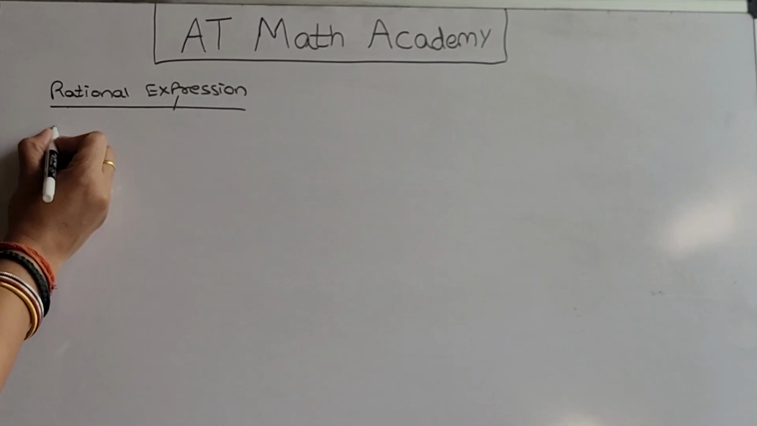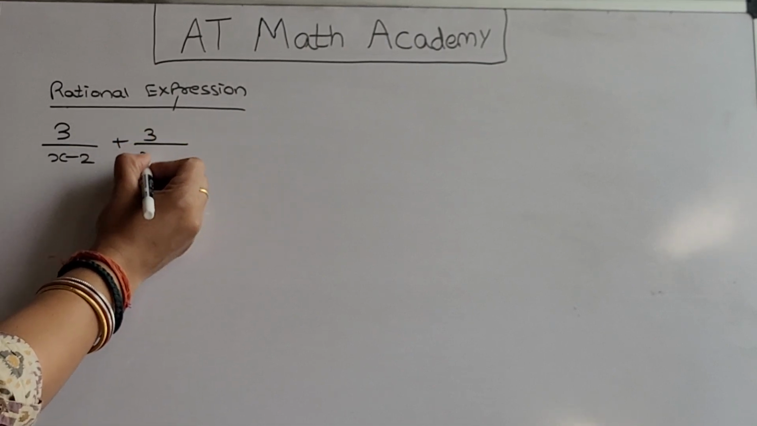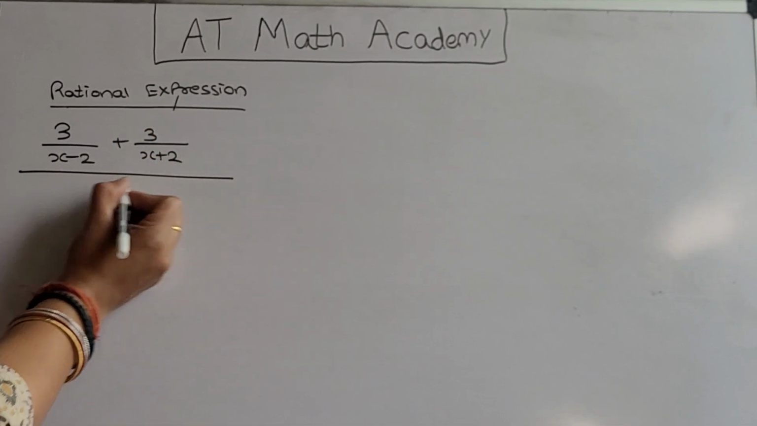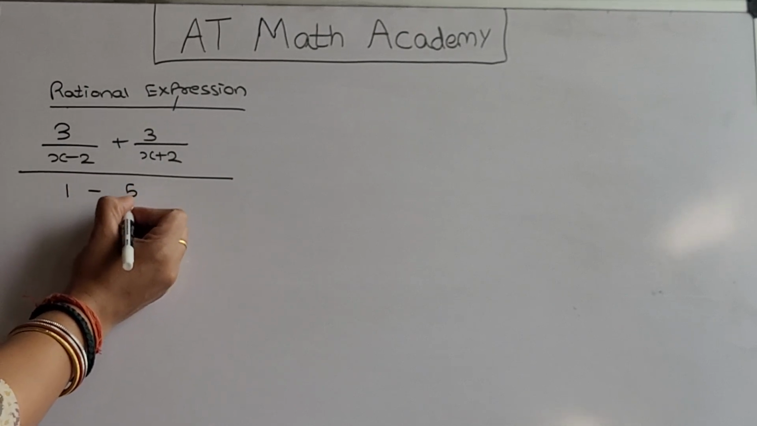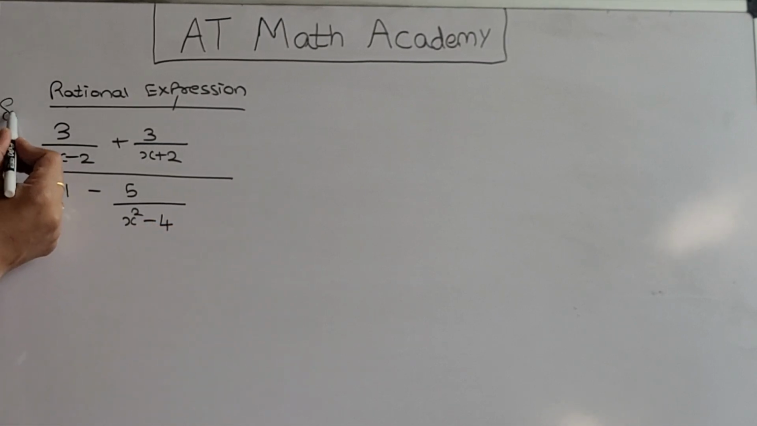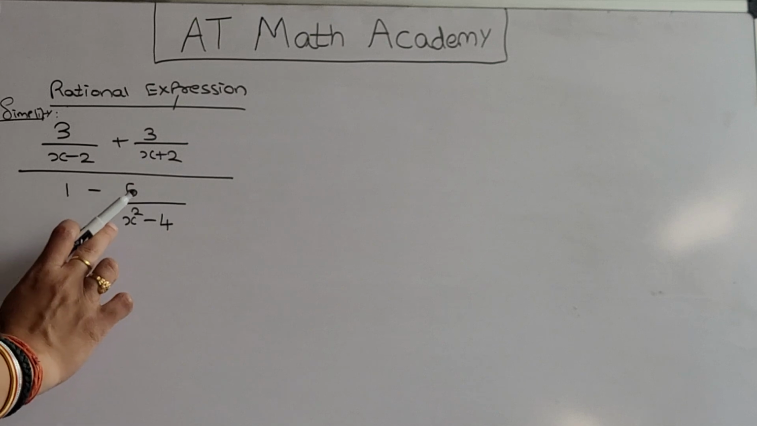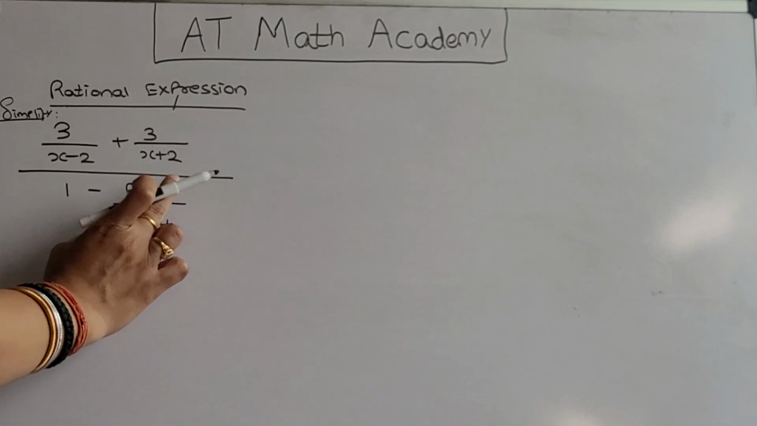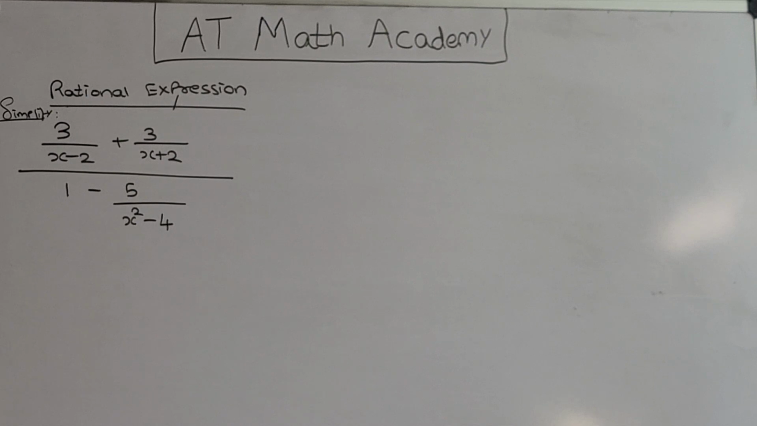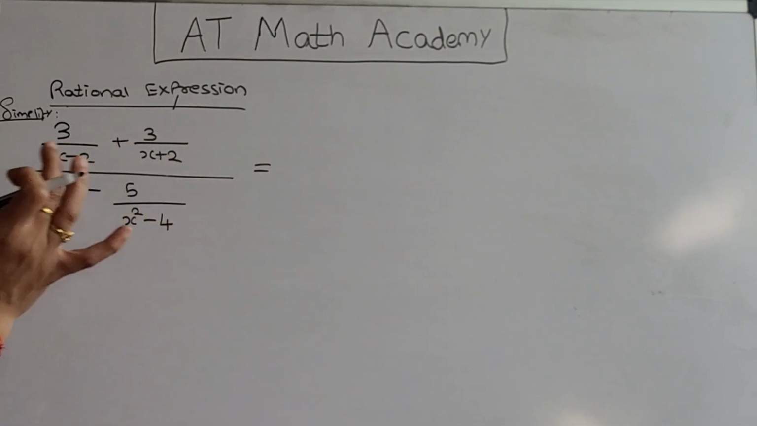My expression for today is 3 by x minus 2 plus 3 by x plus 2, over 1 minus 5 by x square minus 4. Now I'm going to simplify this expression. When you observe, it has addition and subtraction, and it also has a fractional value in the denominator. So in order to simplify this, I'm rewriting my expression here by taking the common denominator for the numerator.